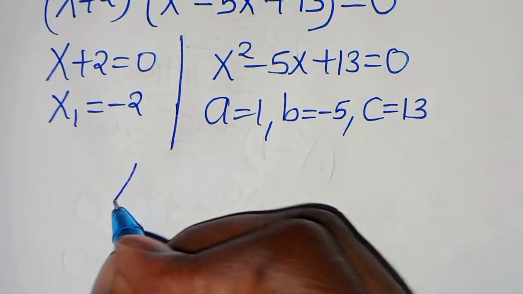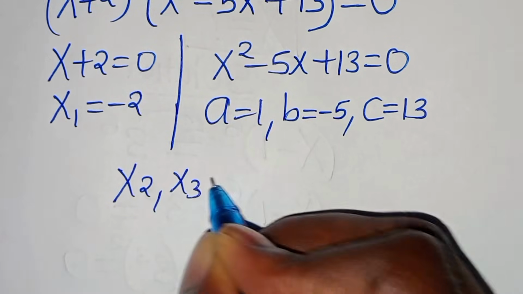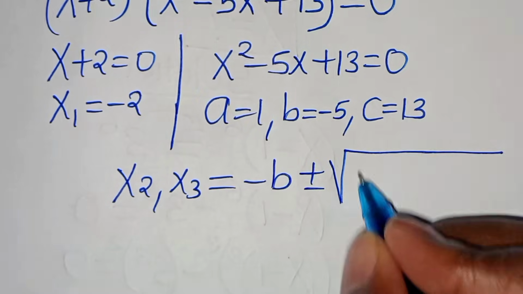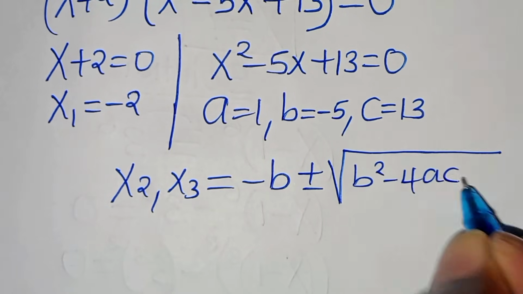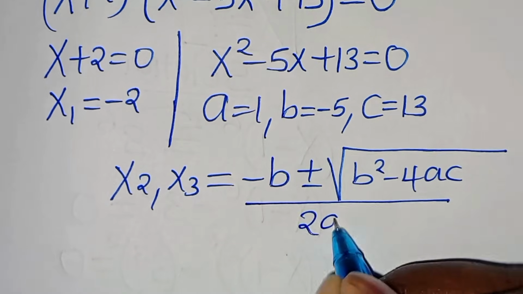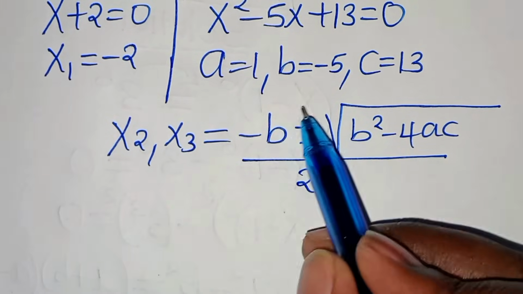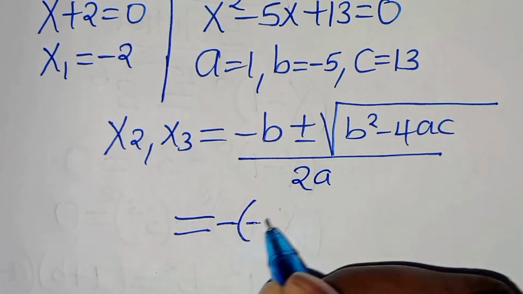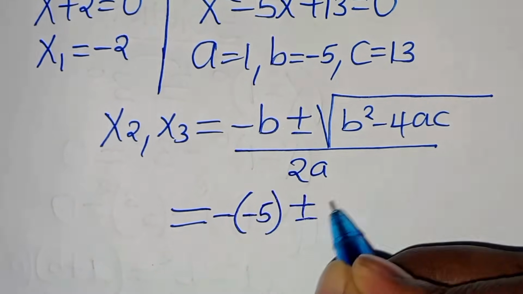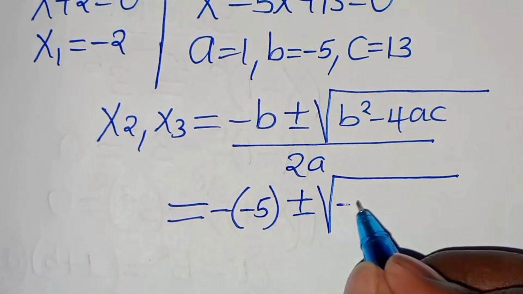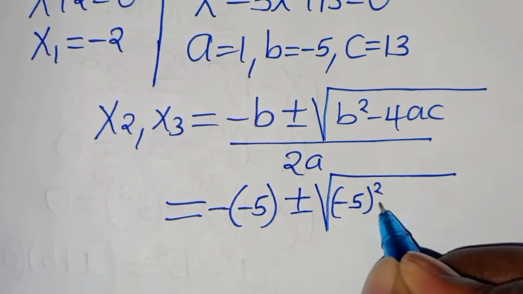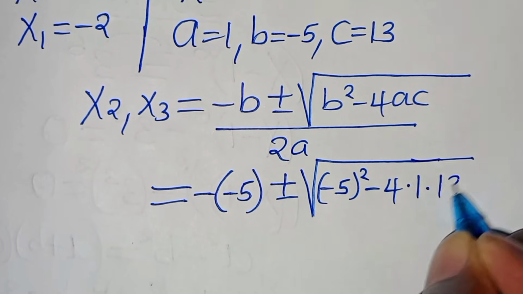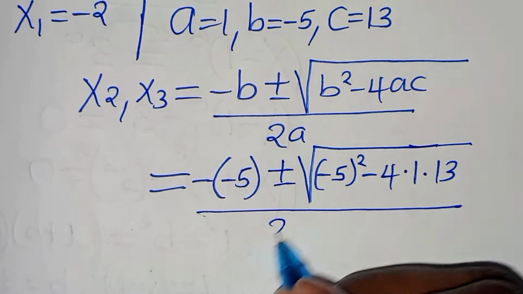We can solve for x2 and x3 by applying the quadratic formula, which is minus b plus or minus the square root of b squared minus 4ac, divided by 2 times a. Let's substitute a, b, and c in this formula. So this is equal to negative times negative 5, plus or minus the square root of negative 5 raised to the power of 2 minus 4 times a, which is 1, times c, which is 13, divided by 2 times 1.